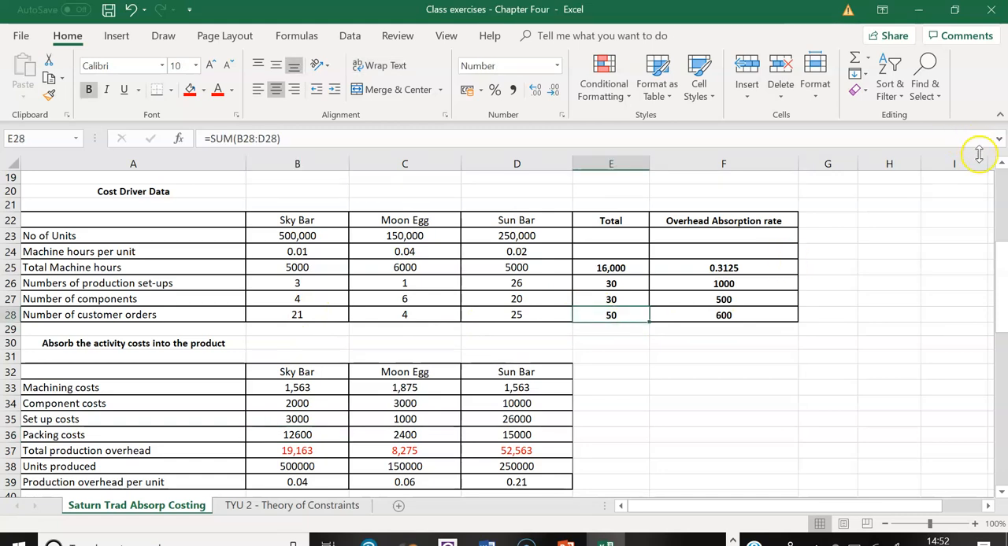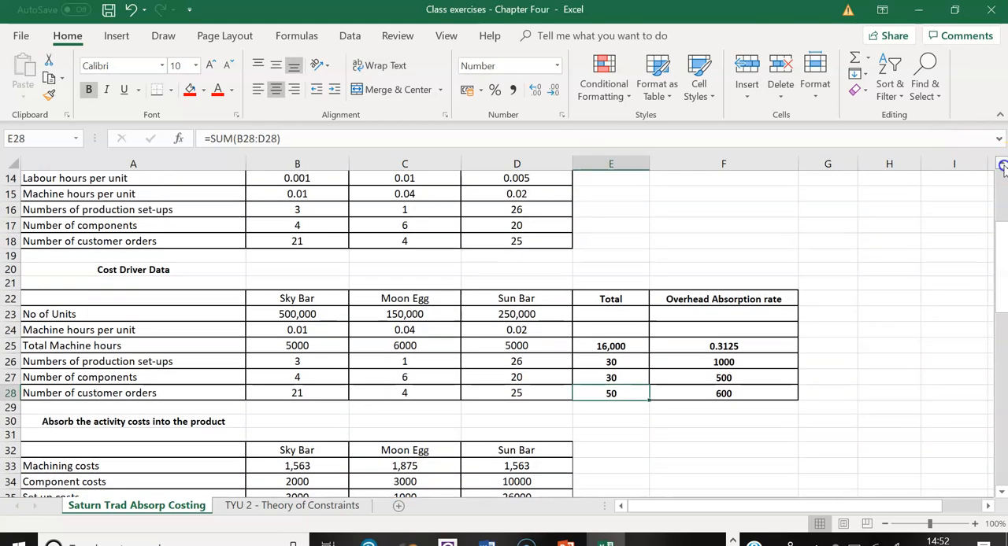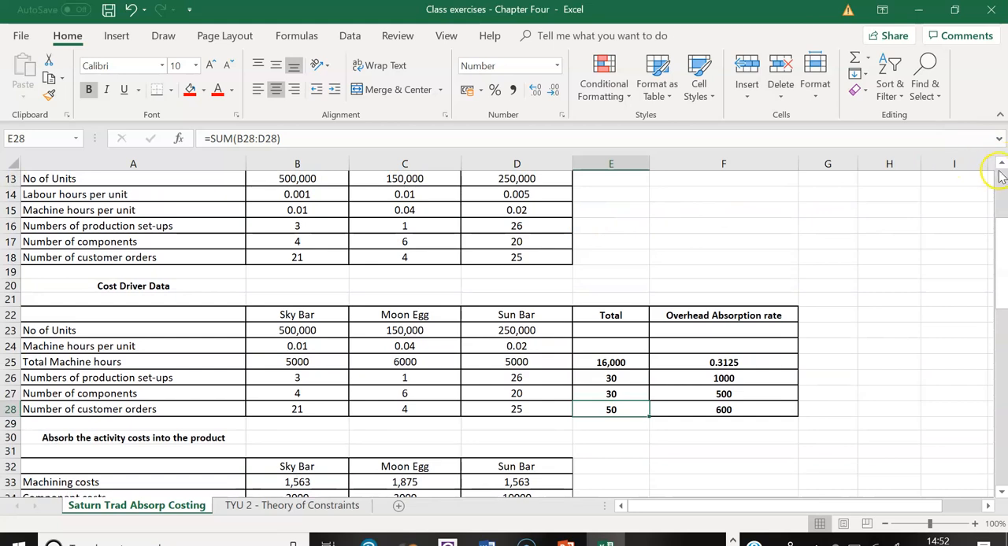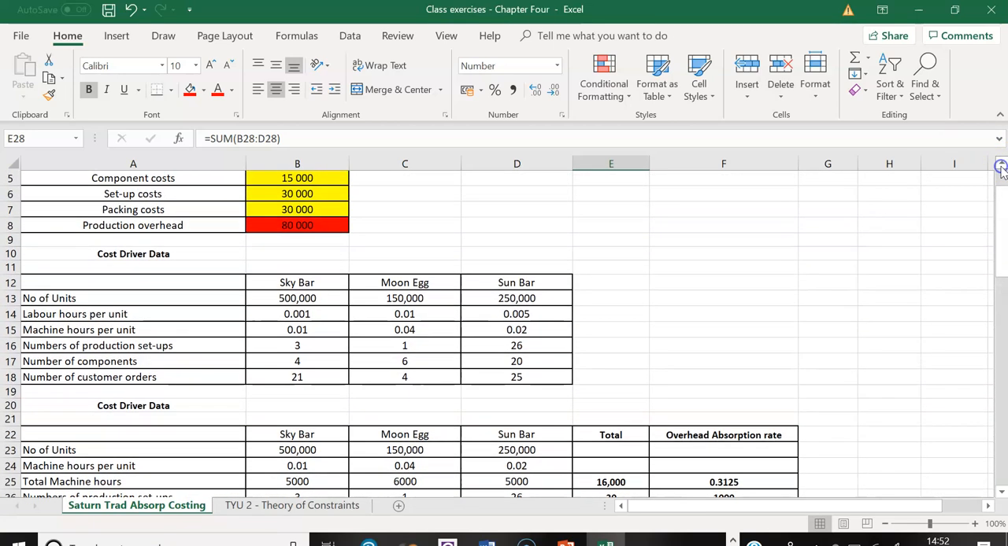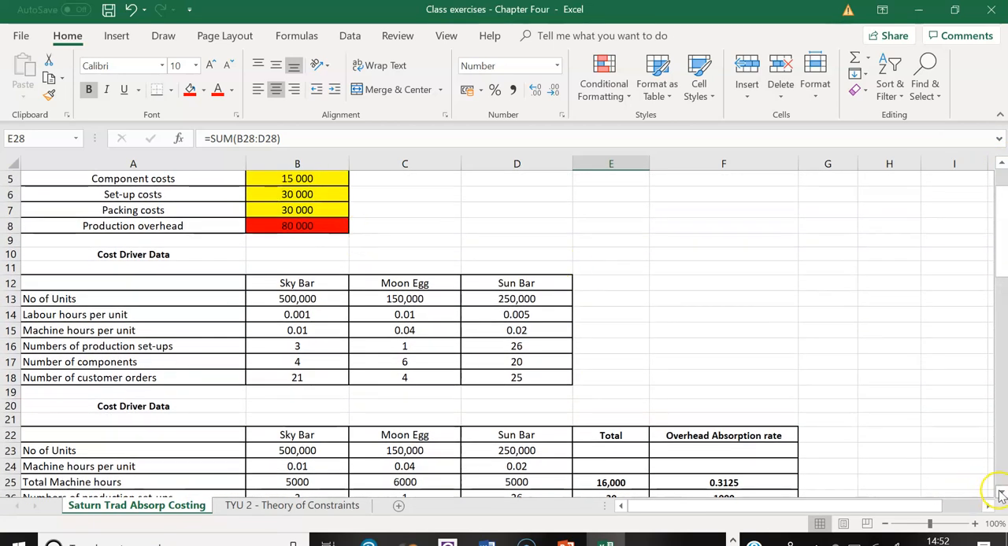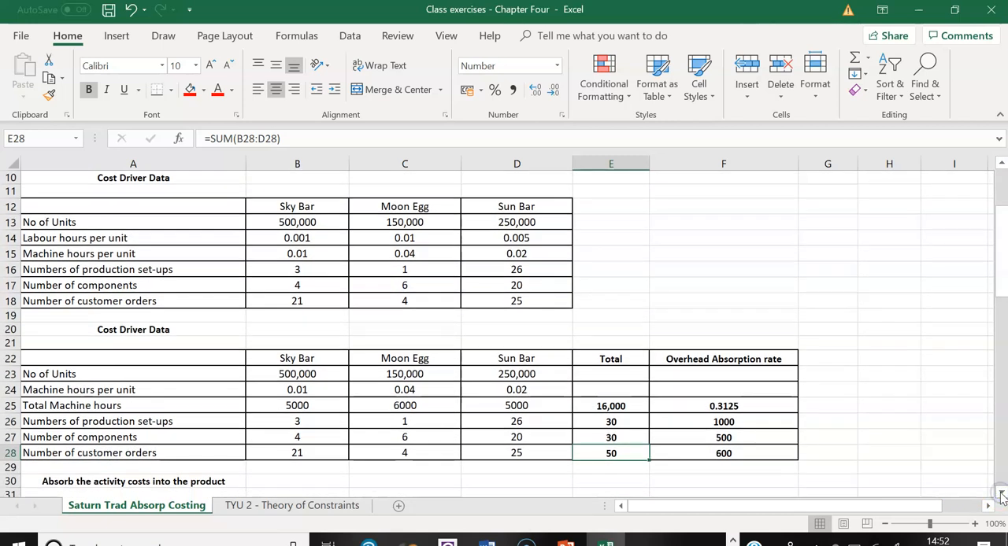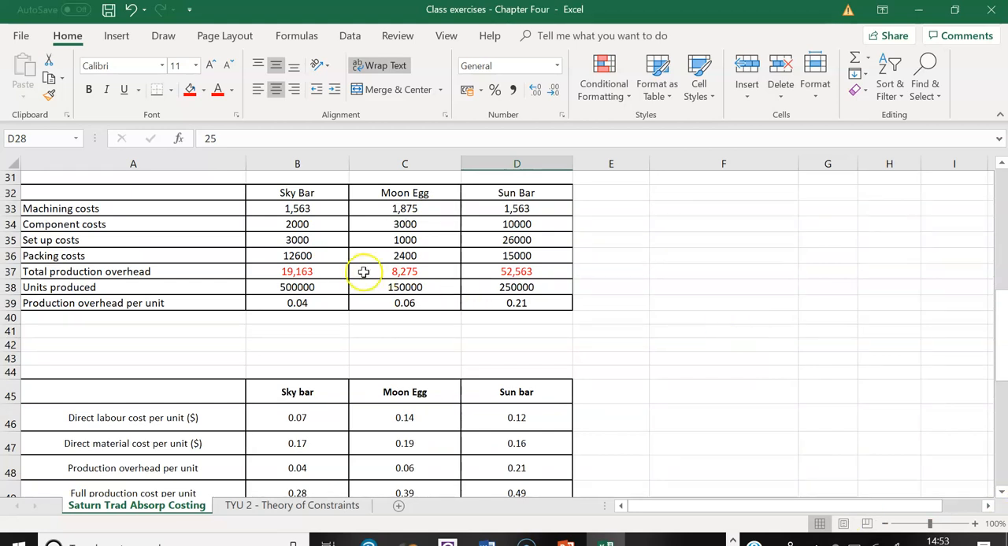50 orders drove a total cost of 30,000, and that's 600 really per order, per customer order. So that means 60 per customer order, I know that's 60 times 4 here, 60 times 21, 60 times 25, right? And then you have that there for you. So now I just add them up, and that is the total production overhead for Skybar for 500,000 units.